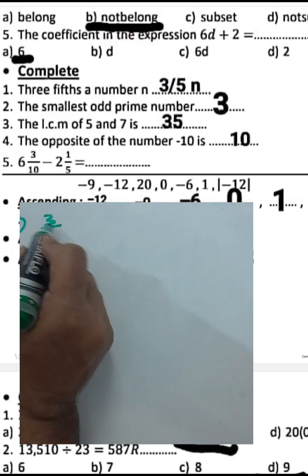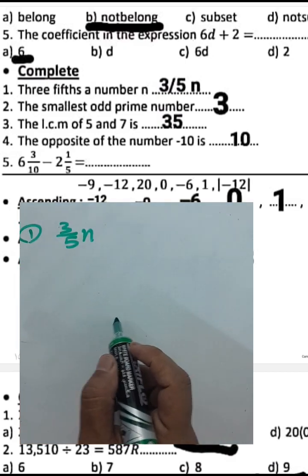Question number 5 is the coefficient in the expression 6d plus 2. 6 here we call it the coefficient. The coefficient will be 6 and 2 we call it the constant, or we call it the absolute term. Question number 1, complete: 3/5 of a number n, meaning 3 over 5 multiplication by n.